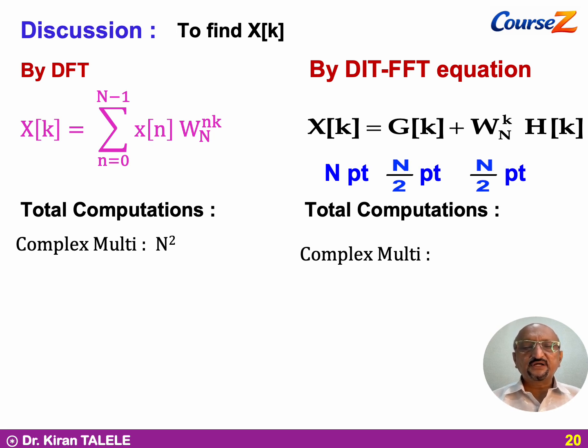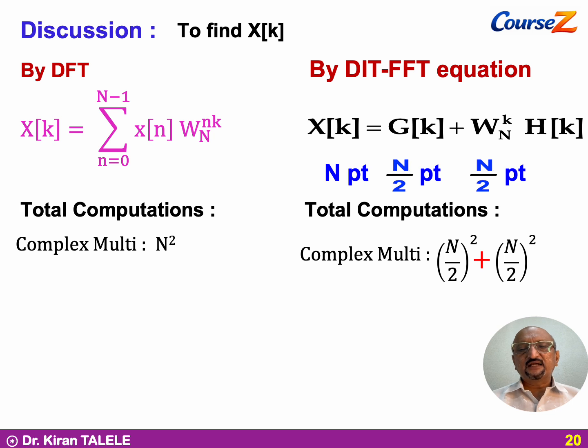First, we'll have to calculate G of k. G of k is DFT of x of 2r. To calculate G of k, we require N by 2 square multiplications. To calculate H of k, we require N by 2 square multiplications. And then all these values will have to be added one by one. Addition will give the corresponding value of X of k. This equation we have to evaluate N number of times.